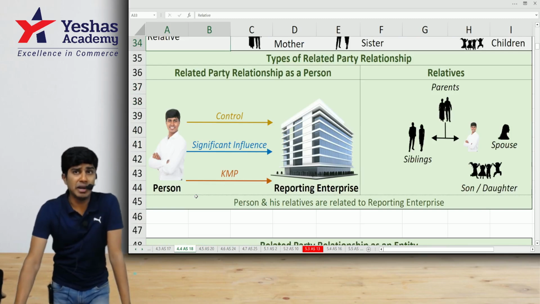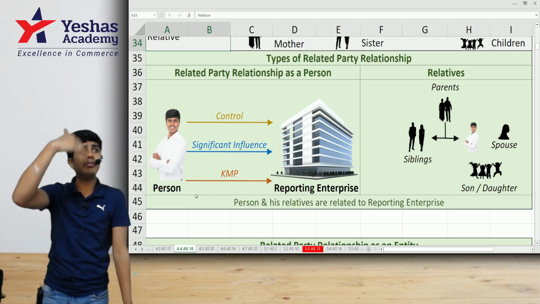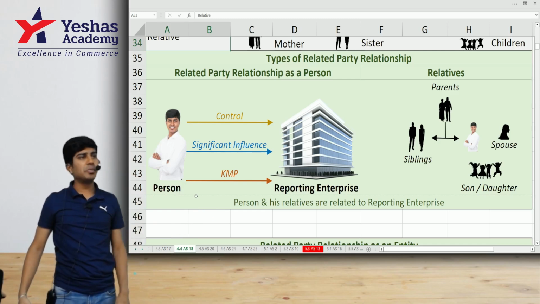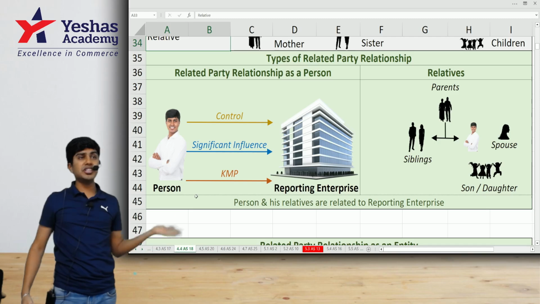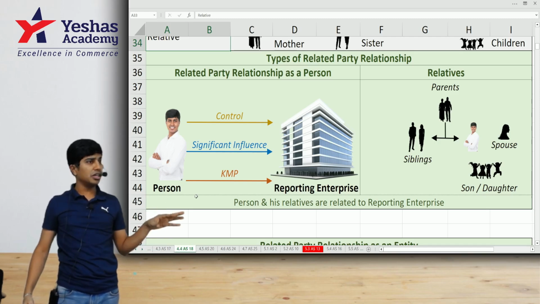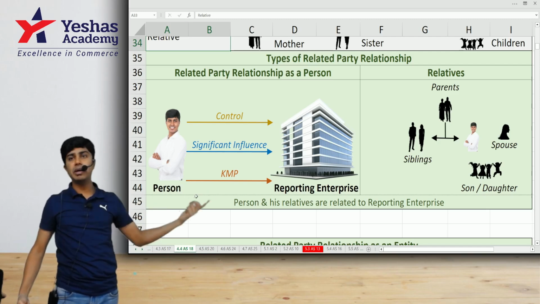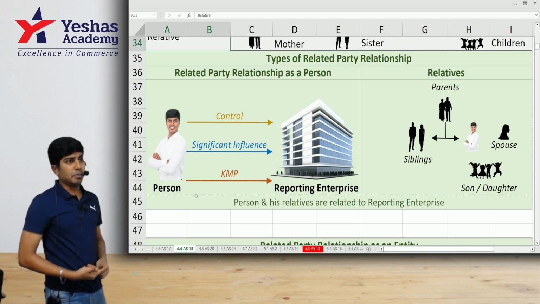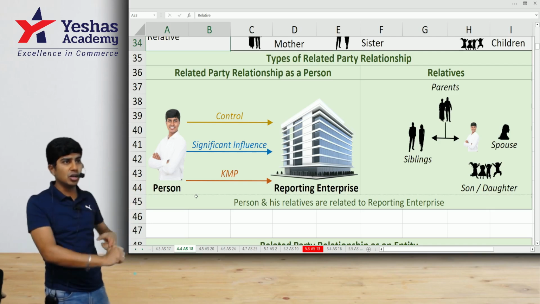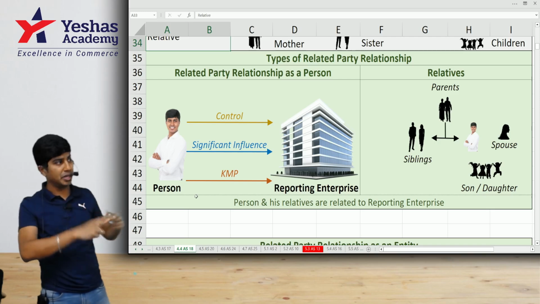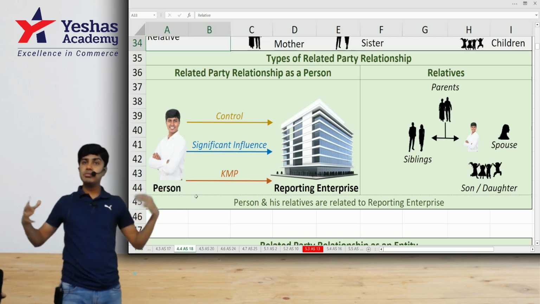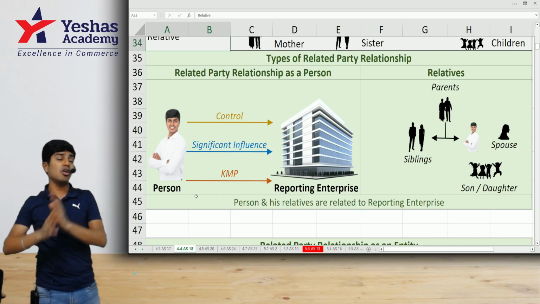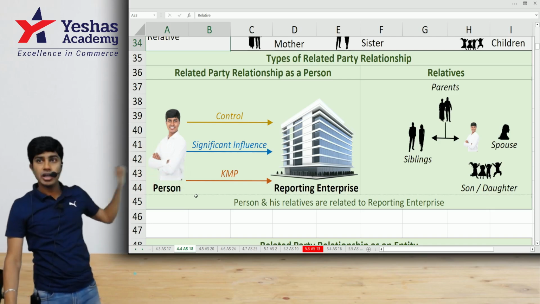Then the types of related party relationship, thinking from an individual perspective. Let's say I am an individual, and I have control over a company, meaning I have more than 50% stake. Or I don't have more than 50%, I have exactly 50, or 20, or 30, or 40, so I have significant influence. Even then I am related. I don't have a stake at all in that company, but I am a KMP in it. Again, we both are related parties. So as an individual, if I have control, if I have influence, or if I am a KMP in the company, we are related parties. And not just me, because of me, my mother, father, brother, sister, wife and children, all of them are also related parties to that entity. Hope you all got this.